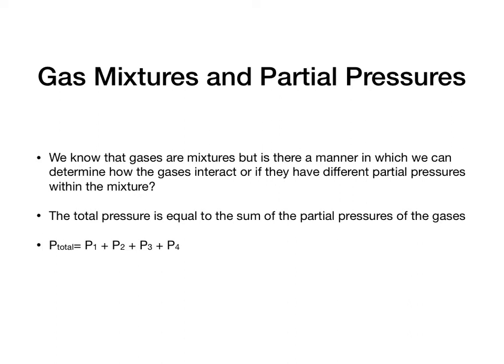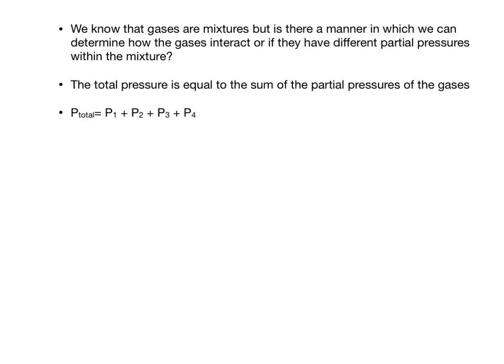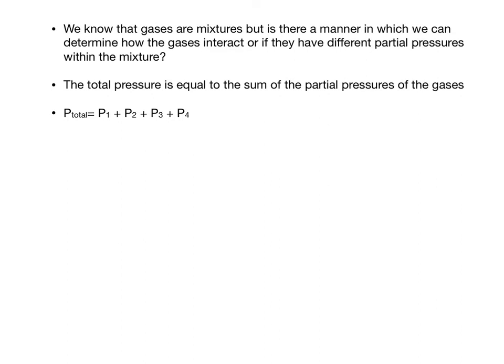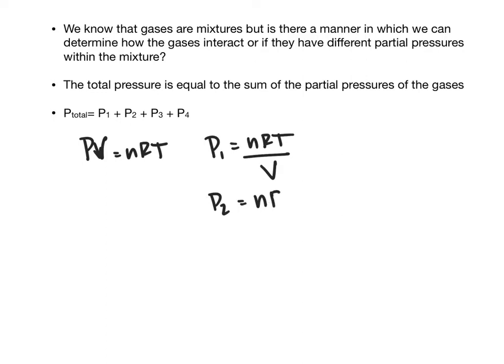So, the total pressure is equal to the sum of all of the partial pressures of our gases. So if we were to think about the total pressure, if there are three gases, we know that PV equals nRT. So we could determine for gas 1 that P1 equals nRT over V. For P2, which is our second gas, it's also going to equal nRT over V. And for the third pressure, P3 also equals nRT over V.